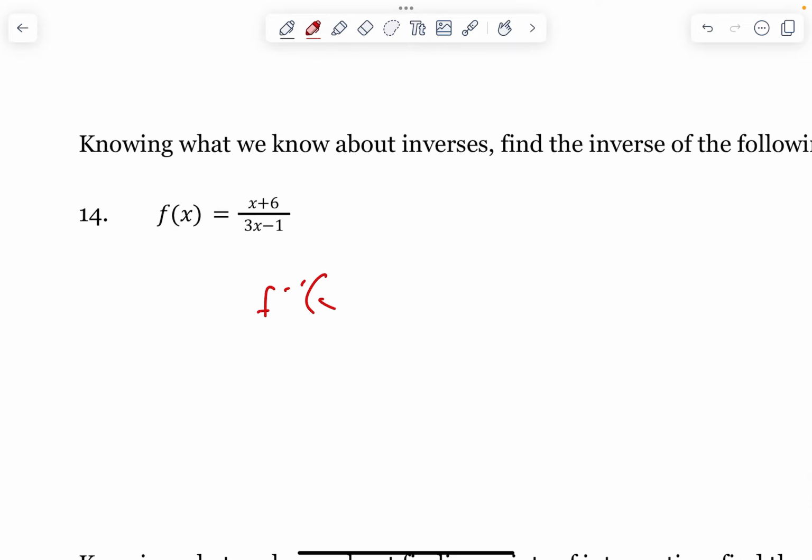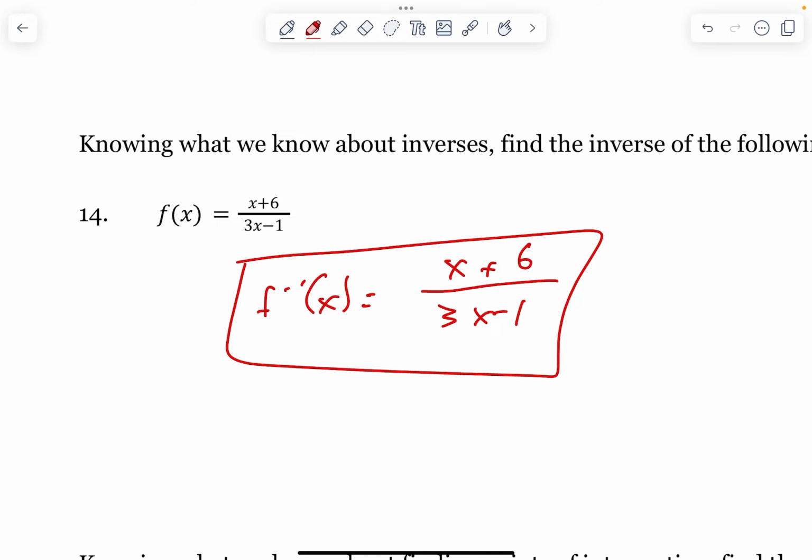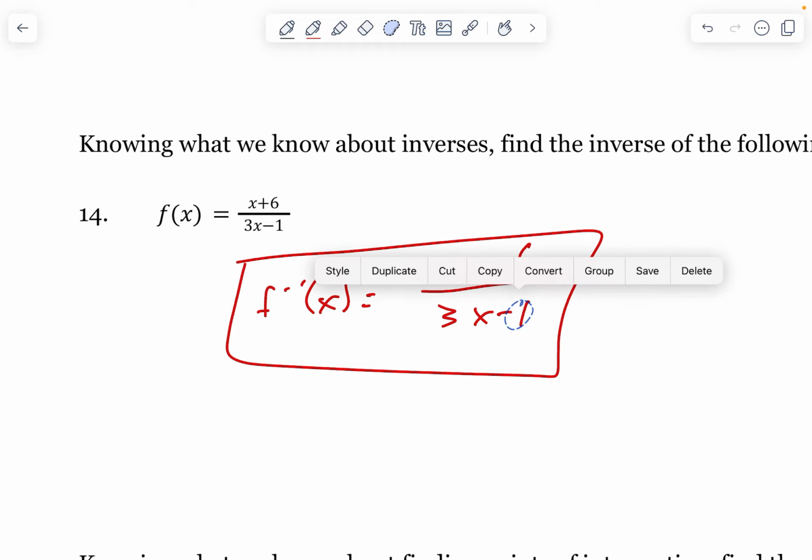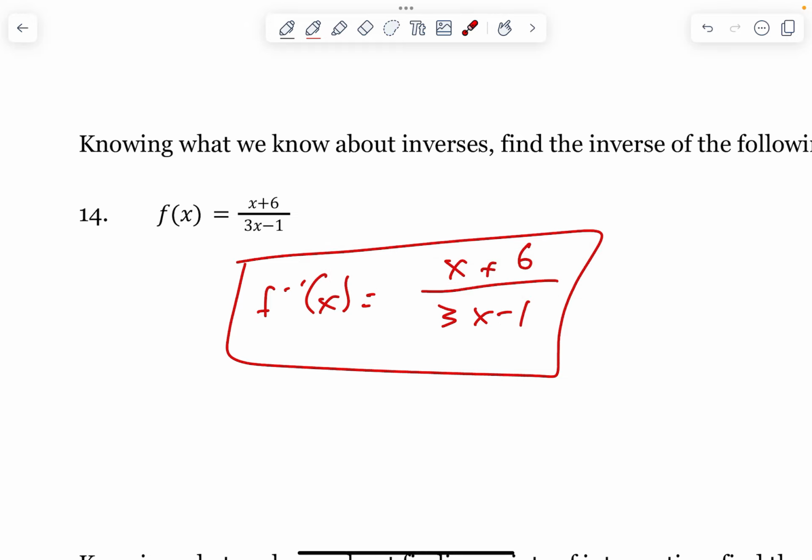The inverse correct answer is actually the same thing. That is possible. It's just not common. So this is its own inverse. Not all the time will that occur, but just by the choice of the numbers, I have an x and a 1, a 6 and a 3, it just happened to work out that your inverse here is the same.